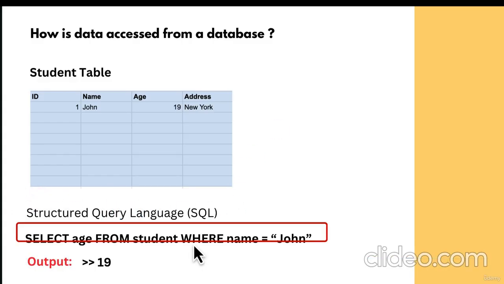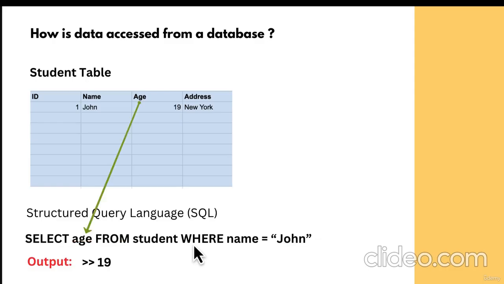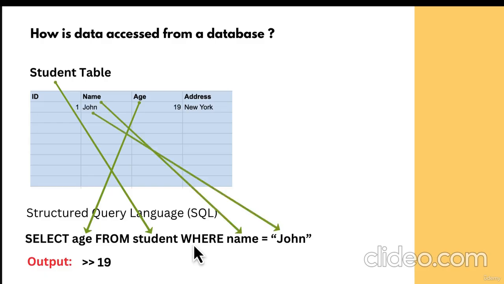This is what the syntax of SQL looks like. Here, let's suppose I want to get the age for the student whose name is Sean. In this case, I write a SQL statement which would say something like, select age from the student table where the name of the person is Sean.